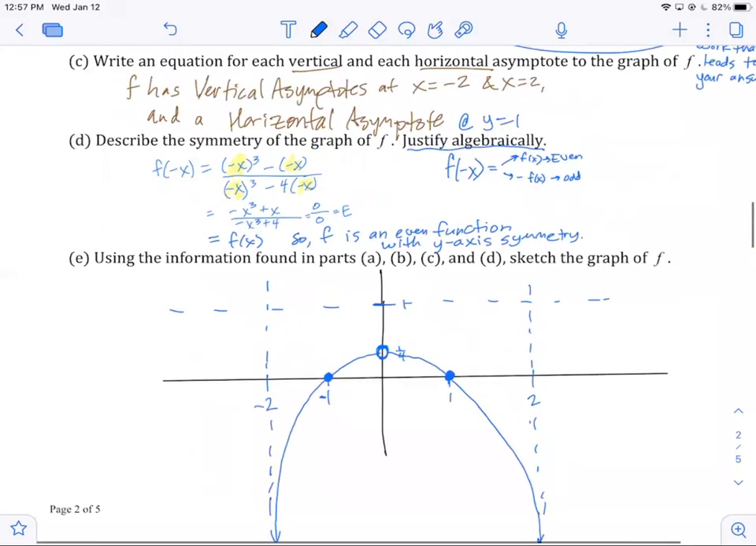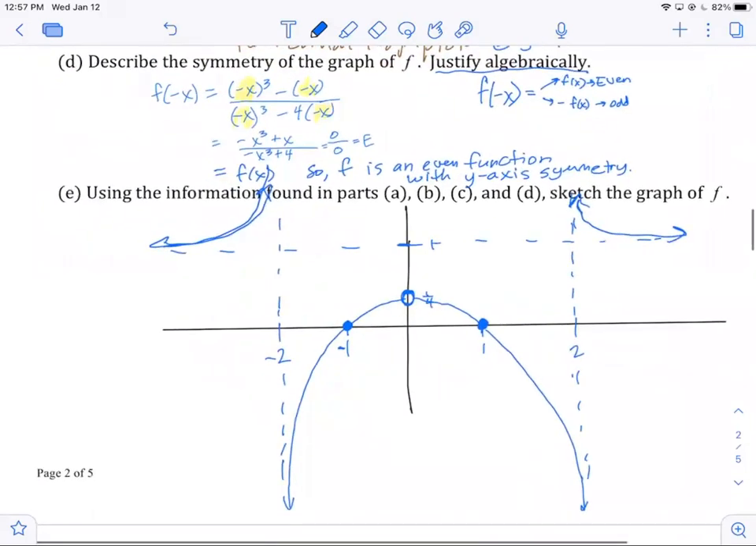And then what's happening to the left and right of 2? Is it going to live above the horizontal asymptote or below? If you're in doubt, just plug in any number to the right of 2 and see if it's bigger than 1 or not. But if it were to live below, you would see another x-intercept that we already would have found. So that's the evidence that's not there. It has to live above. And of course, if it lives over there, it lives over here. Now that's my best guess.